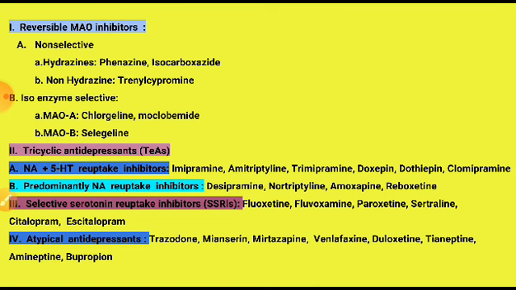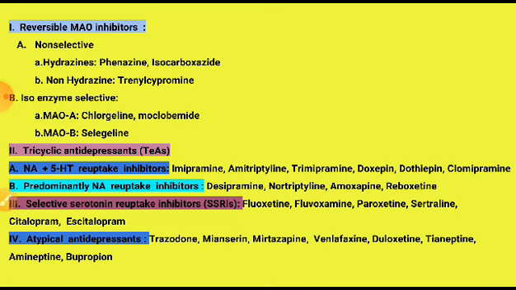So the first category is reversible MAO inhibitors. Under this, we have two categories, non-selective and isoenzyme selective. As you know, there are two types of MAO enzymes, MAO-A and MAO-B, so selectivity is also very important. In the non-selective category, we have a subcategory, hydrazines: phenelzine and isocarboxazid. A non-hydrazine example is tranylcypromine. So these are our non-selective drugs. In isoenzyme selective, we have MAO-A selective: clorgyline and moclobemide. Moclobemide was discussed in detail in the anti-anxiety chapter as well. MAO-B selective is selegiline.